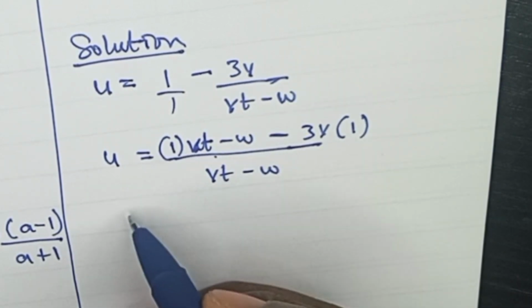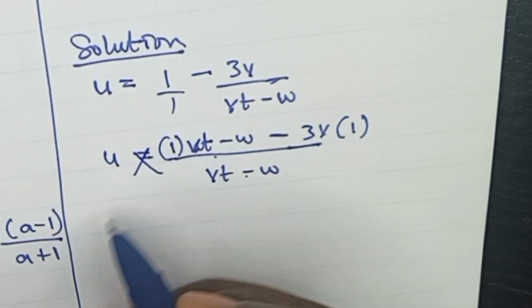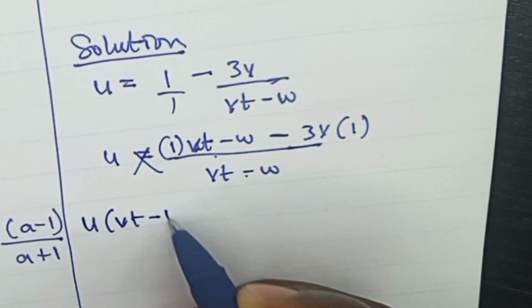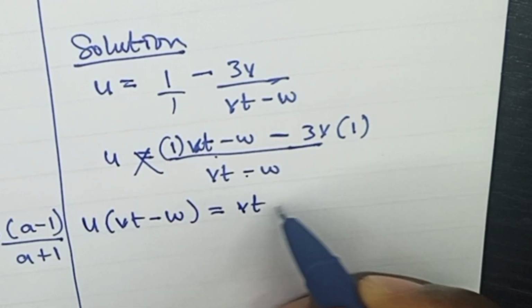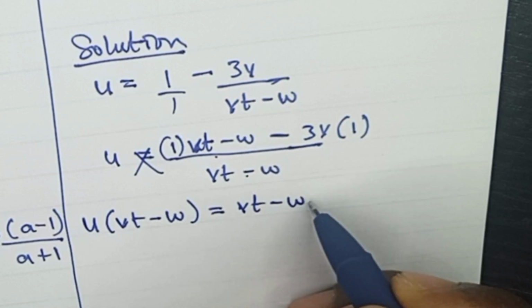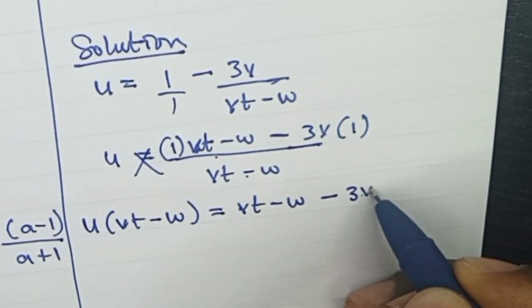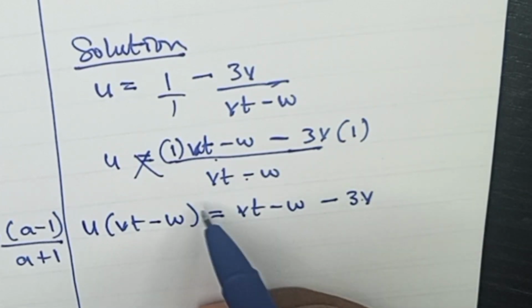So we can cross multiply here. This comes to this side. So u into bracket Vt minus w equal to 1 times Vt is still going to give us Vt minus w, minus 3 times this will give us 3v. So we've cleared the fraction. So what we do next?